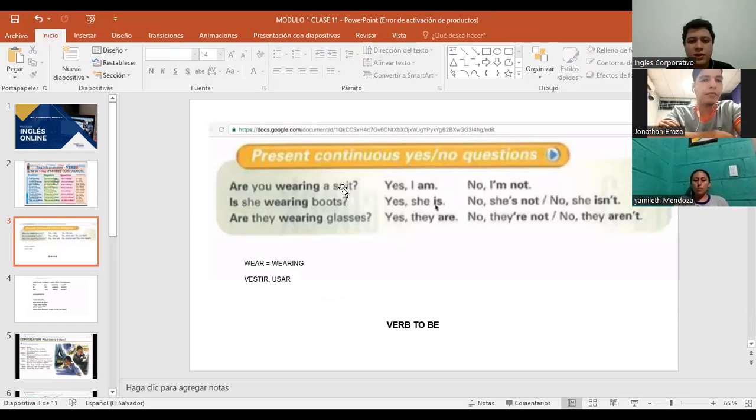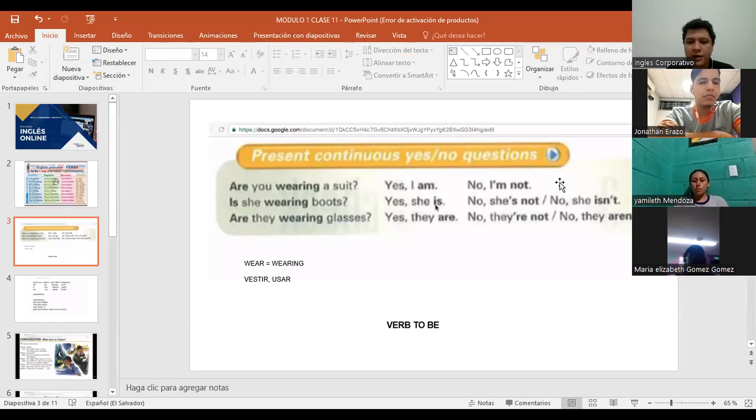Are you wearing a suit? ¿Estás vistiendo un traje? Ustedes pueden responder, yes, I am, or no, I'm not, okay? Yes, I am es una respuesta corta; en español sería, sí, lo estoy vistiendo. This one: Is she wearing boots? ¿Está vistiendo ella botas? Yes, she is or no, she's not. También pueden decir en forma negativa, no, she isn't. ¿Se dan cuenta de la forma contractada? Isn't. Tienen dos opciones.